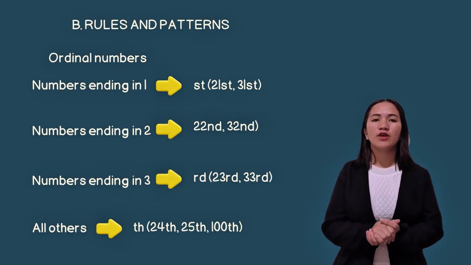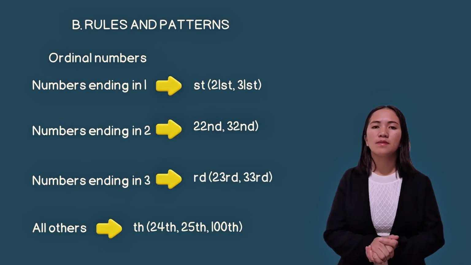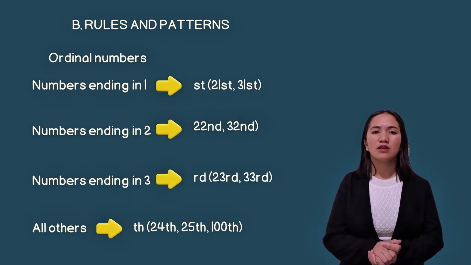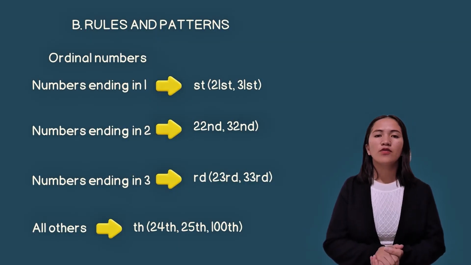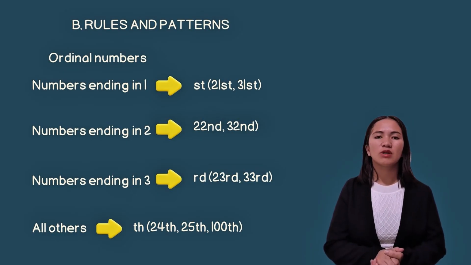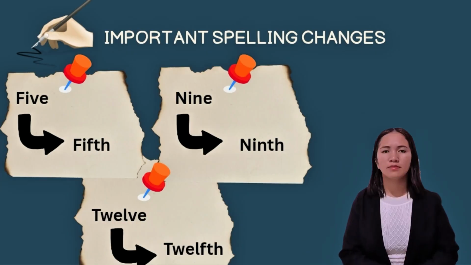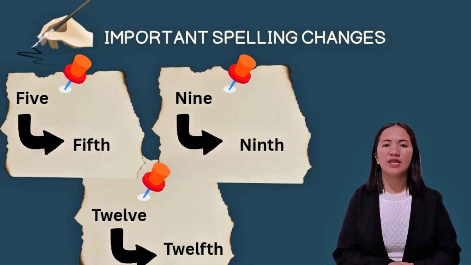Third, if the number ends in 3, we add rd. For example, the number is 23. So if we add rd to 23, it becomes 23rd. And also, for all other numbers, we use th. So for example, the number is 24. So if we add th to 24, it will become 24th. Now let's move on to the next.